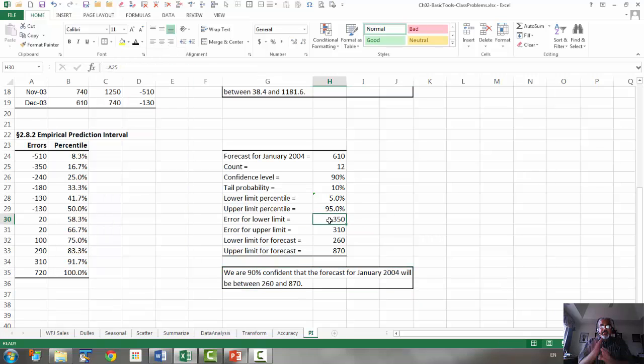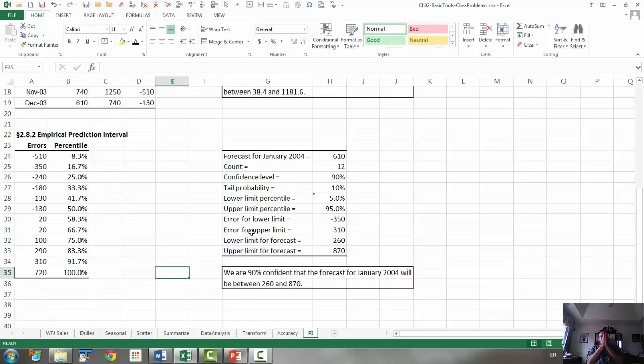Remember this: the error of minus 350 says that, from the center, it is 350 on the negative side. So when you take 610, you have to subtract 350 from it, not add 350 to it, in which case it would put the lower limit on the right side. That's not right. You have to go down from 610 by 350. So that's why we had to add that minus 350. If it is minus 350, you add it, so that means you're going down from there.